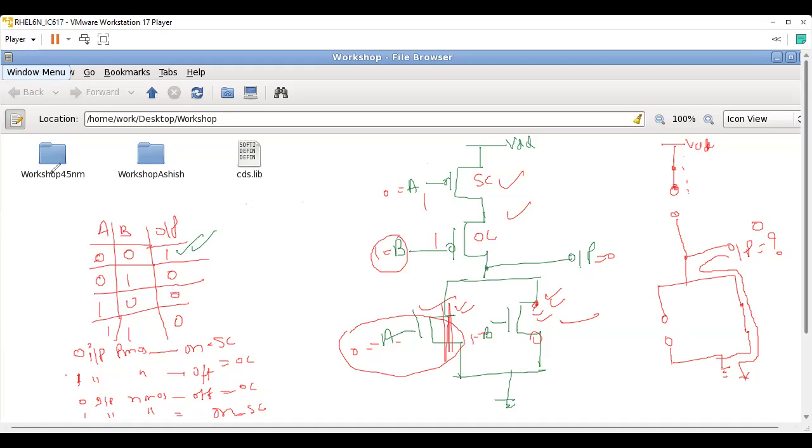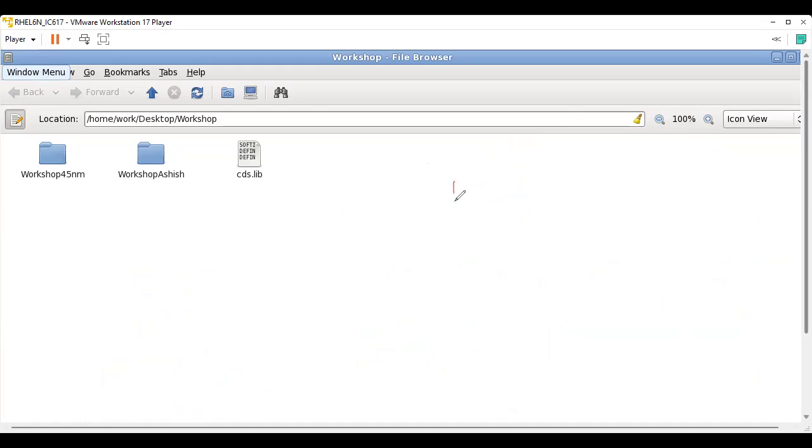Now, if I change, see, in this NOR gate, I have PMOS in series, NMOS in parallel. I repeat, PMOS in series, NMOS in parallel. I'll change the structure and I make PMOS in parallel and NMOS in series.